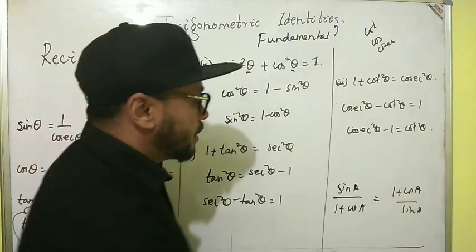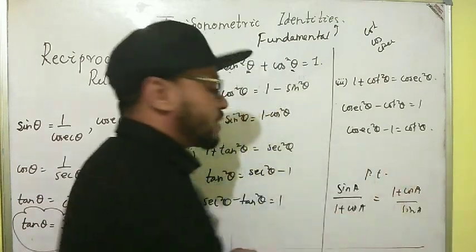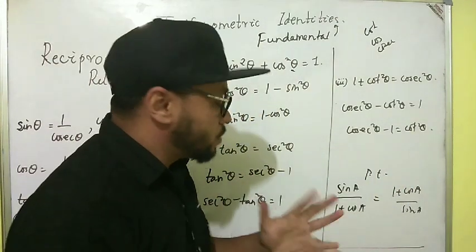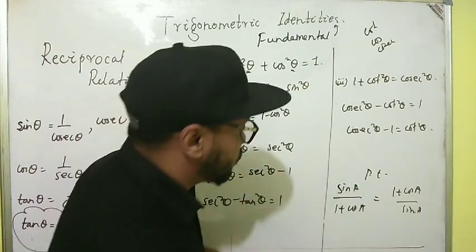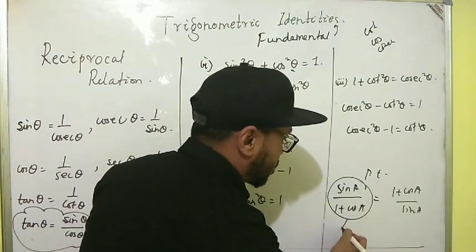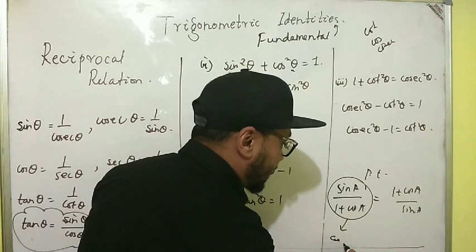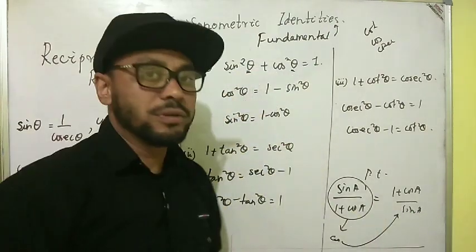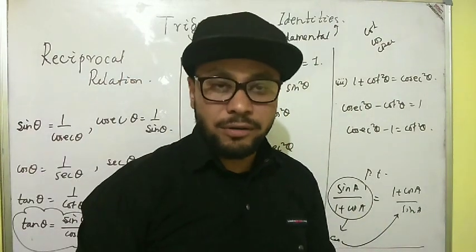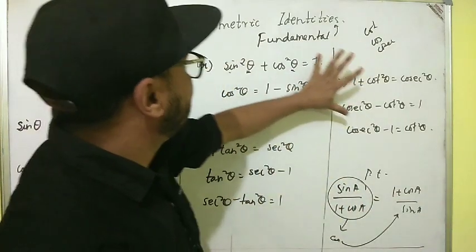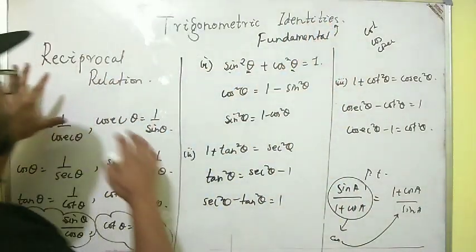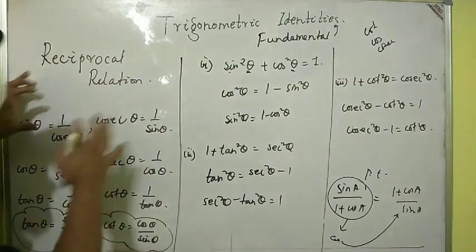Now this is an equation. The question will be: prove that. So what do we have to do here? We have to reduce this into its simplest form, and whatever value we get has to be equal to this one. So left hand side is equal to right hand side, by using all the trigonometric identities like fundamental identities as well as reciprocal relations.